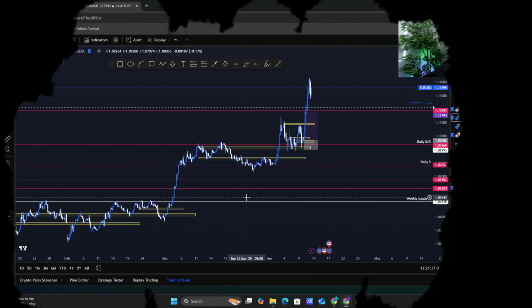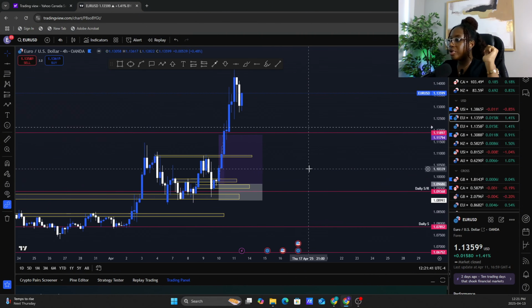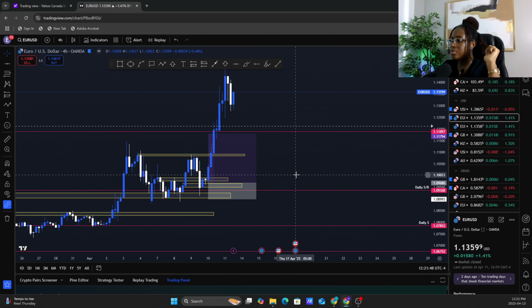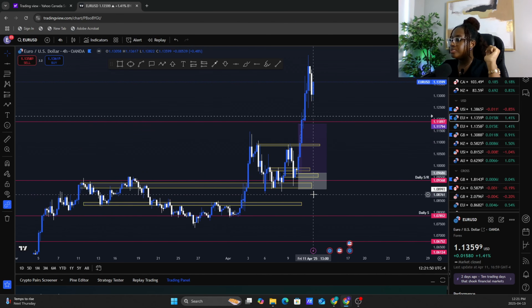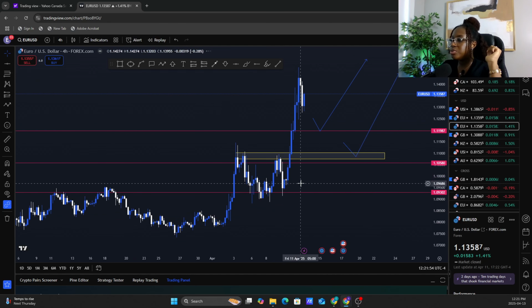Okay, so let's start with EURUSD. This is the 4-hour time frame. This area was my entry. After the close of this candle, this was my exit. Okay, so let me go on to a clean chart so I can do a fresh breakdown for you guys.